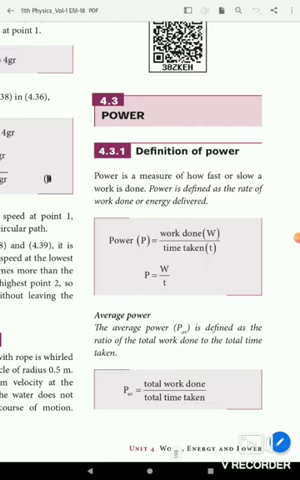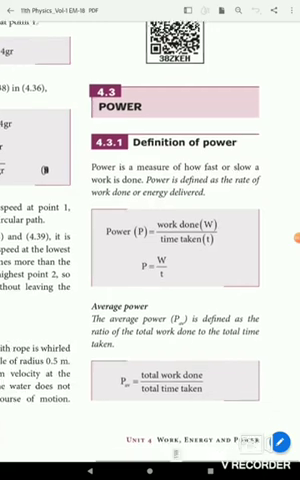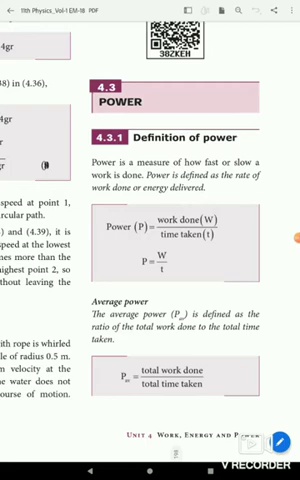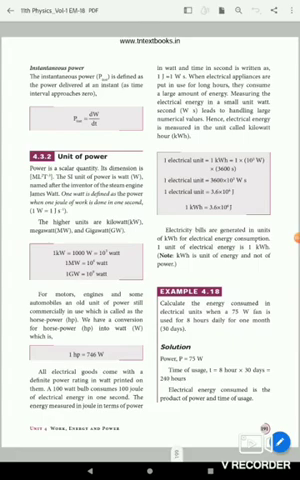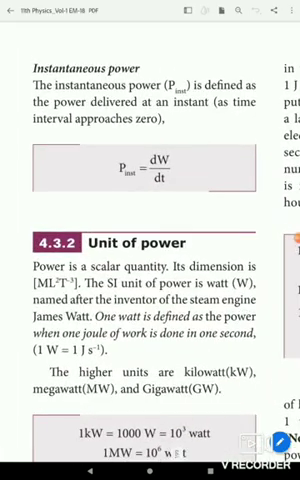Average power is defined as the ratio of total work done to the total time taken. So you write average power, P average equal to total work done divided by total time. Instantaneous power is defined as the power delivered at an instant. That means as the time interval approaches 0. So P instantaneous equal to dW divided by dt.